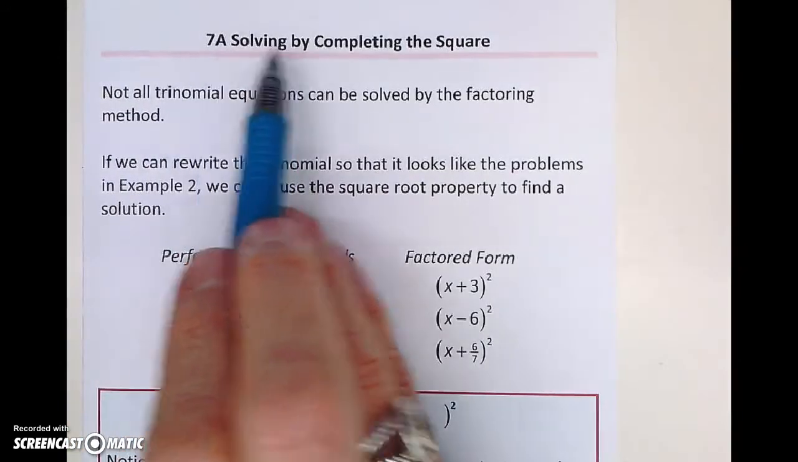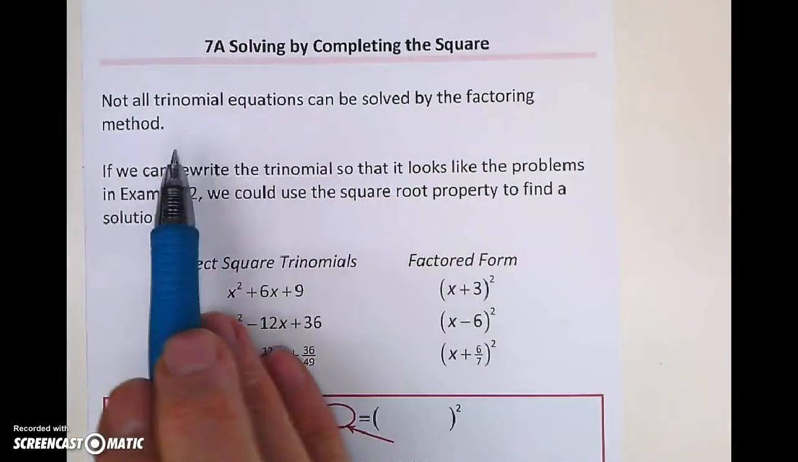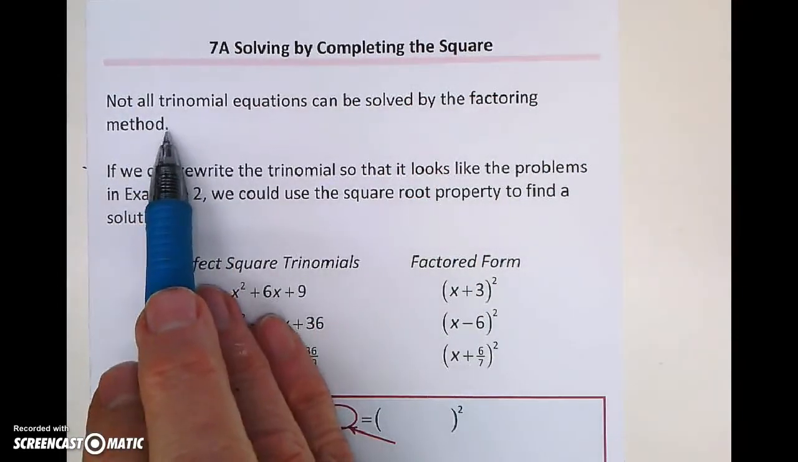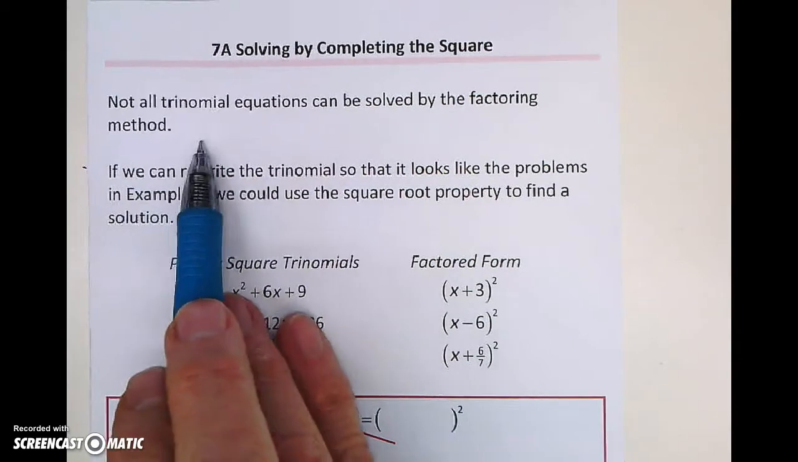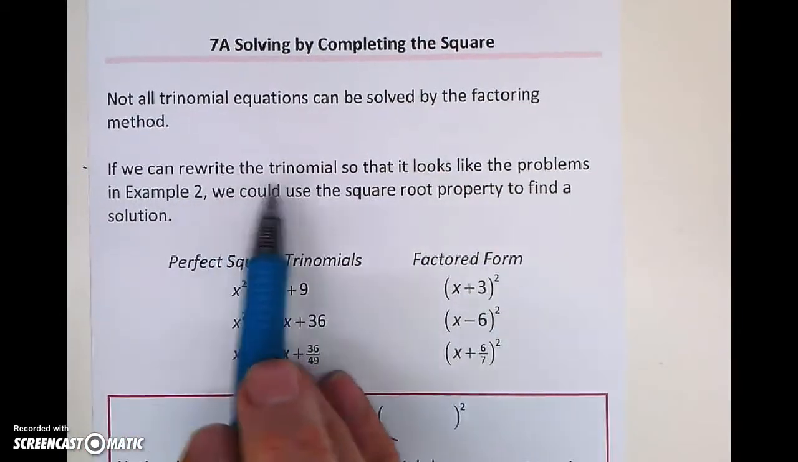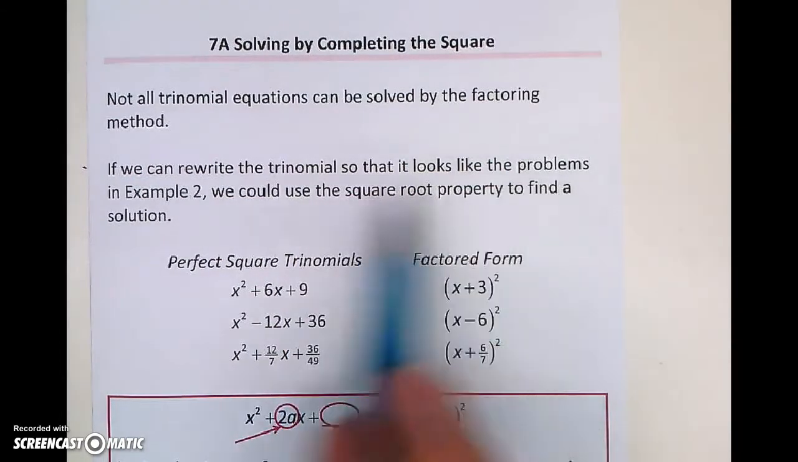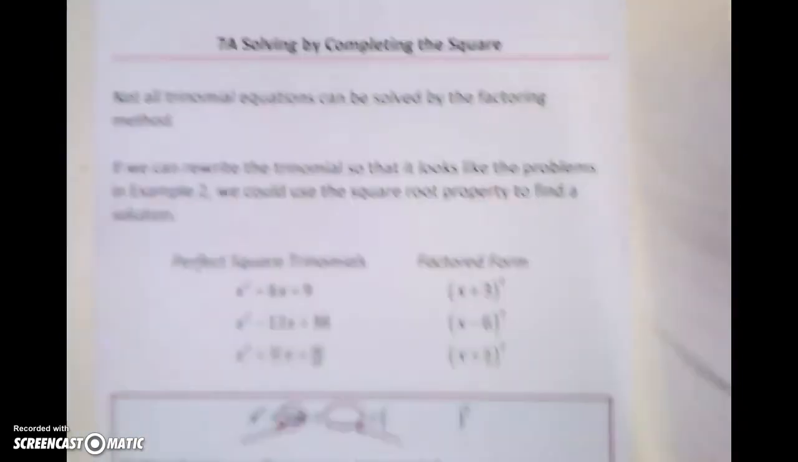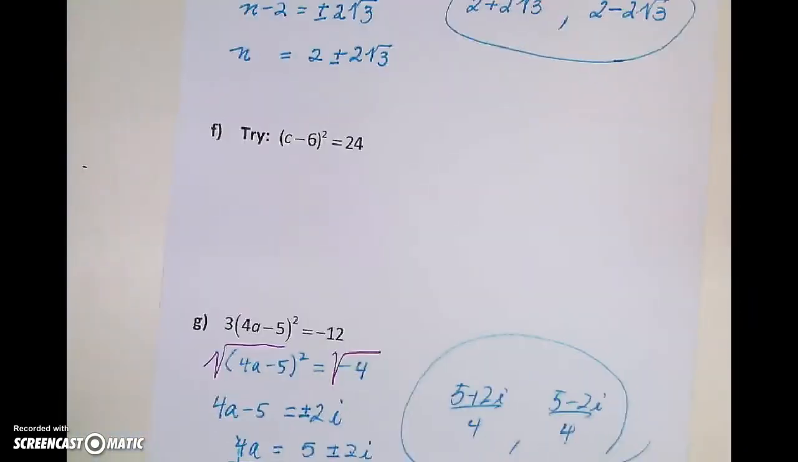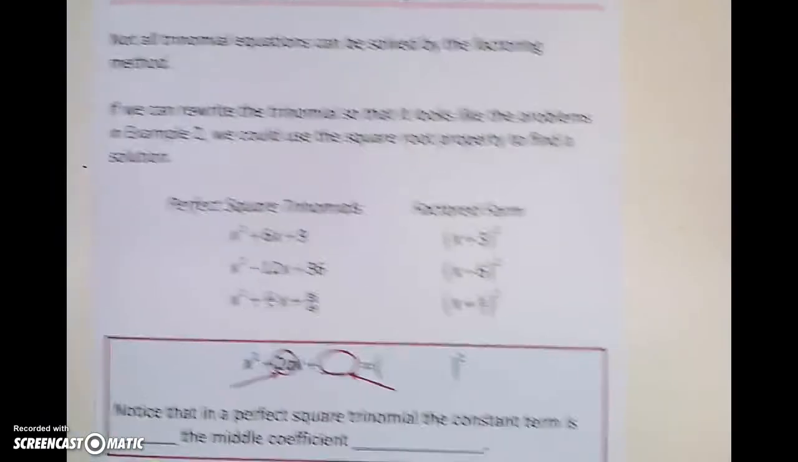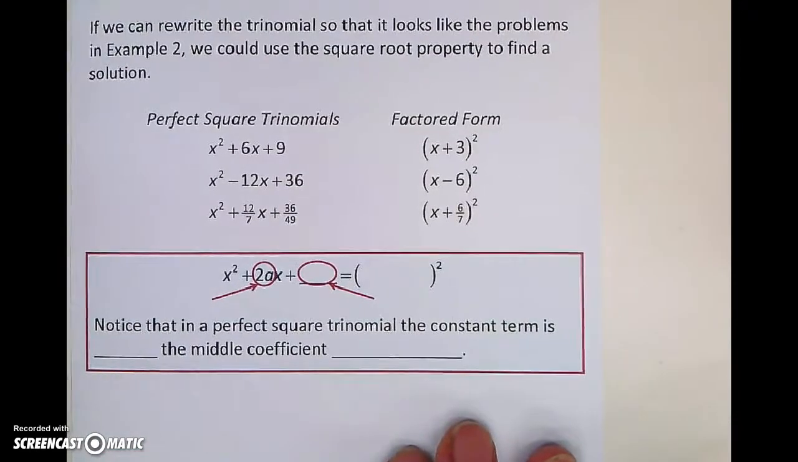All right, so now we're going to be solving by completing the square. Not all trinomial equations can be solved by the factoring method, where we move everything over, get a 0, and then factor. Not everything factors. So if we could rewrite the trinomial so that it looks like the problems that we had in example 2, then we could use the square root property. And that's what we're going to do.